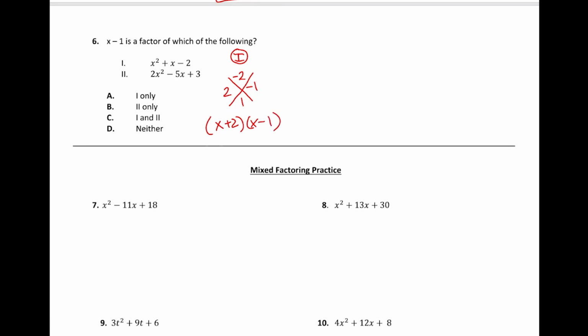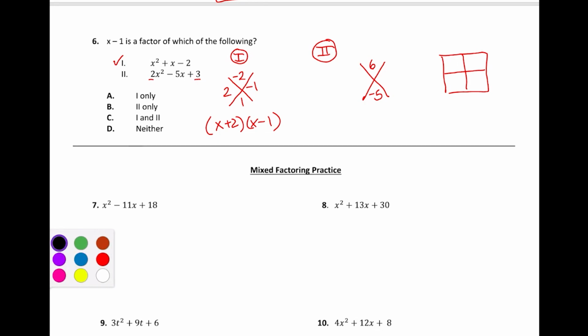Now, it says x minus 1 is a factor of which of the following. This guarantees that, yeah, the first one is going to be it. But now let's check the second one. This is going to be the more advanced one where we have a leading coefficient that's not 1. So here we'll have to use the big X and the area model to factor. Here we're trying to find two numbers that multiply to give me 6, which is the product of 2 and 3, and add up to -5, which is that linear coefficient.